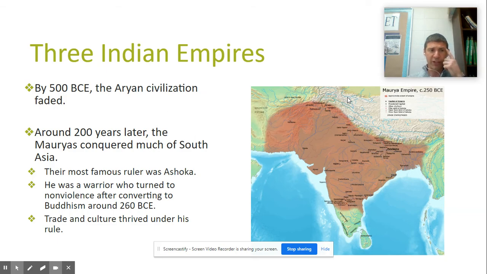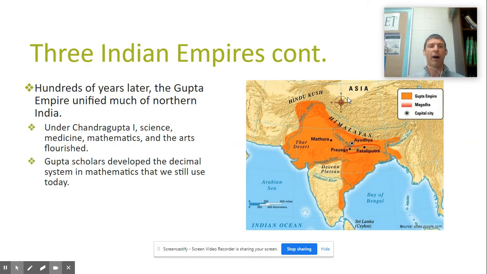The Aryan civilization fades out. We give rise to a couple of other ones here. We have this leader named Ashoka, and he converts to Buddhism, which is really interesting because to be a leader, you often have to conquer other people, and that's what he did at first. And then he becomes Buddhist, and they're all about pacifism and non-violence. So that's interesting with Ashoka, his conversion to Buddhism.